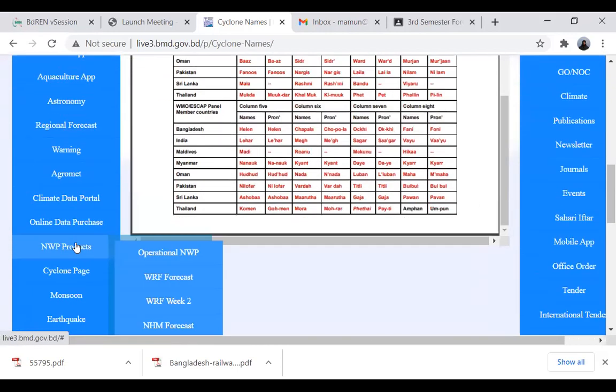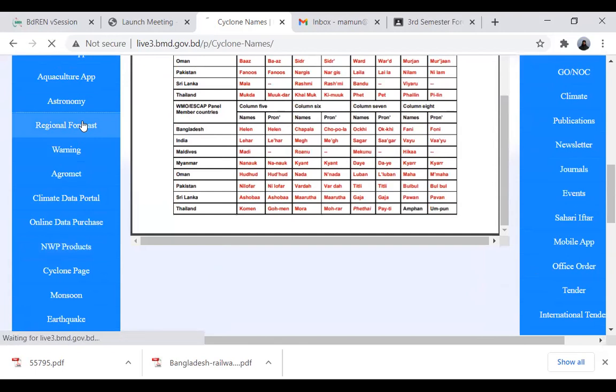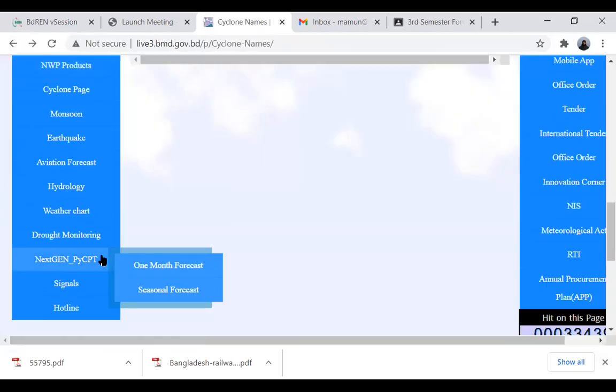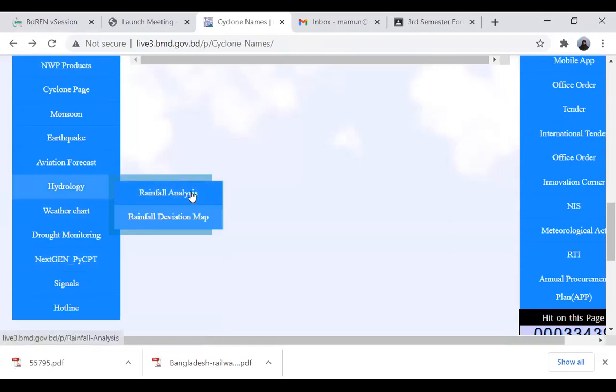There are also some things you can find for regional forecast. Maybe it is not in here. It is no forecasting system. Maybe hydrological analysis. Let's see. Rainfall analysis.